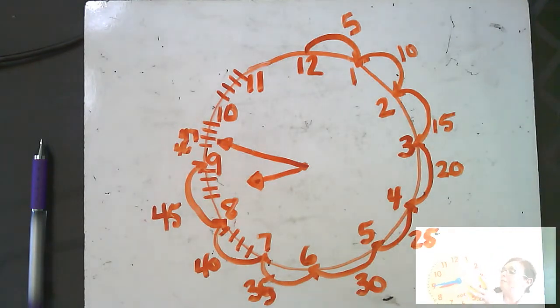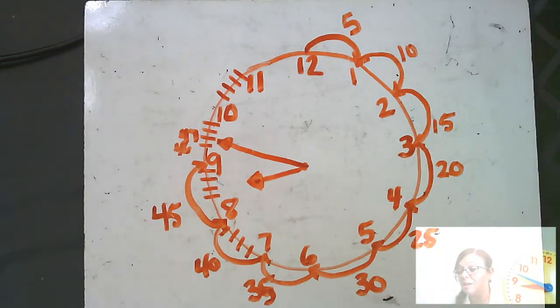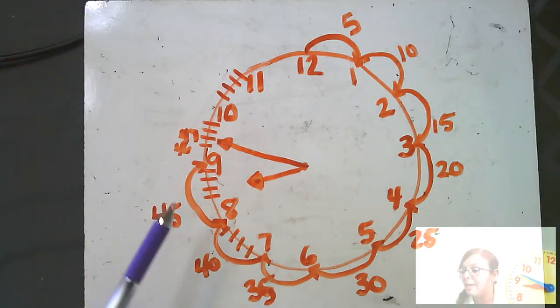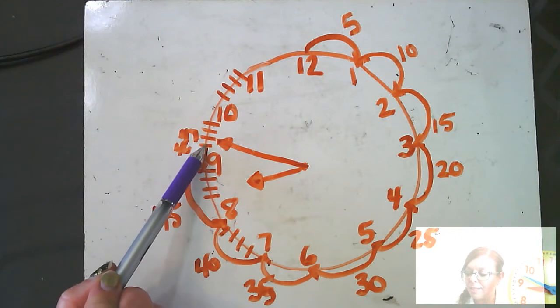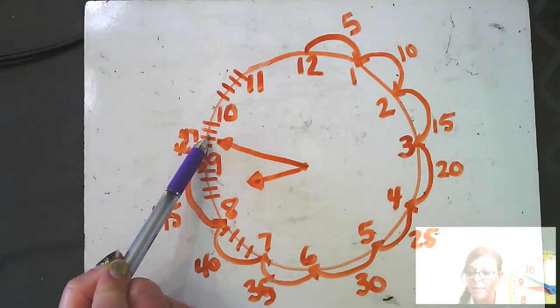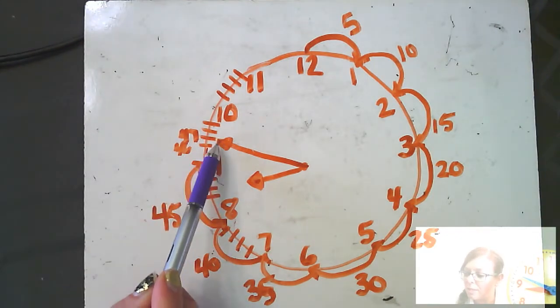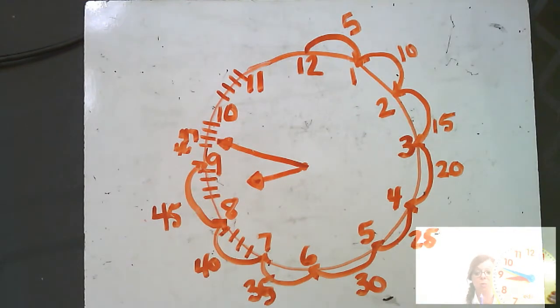So count with me. Ready? 46, 47. It goes right to the second one. And as you can see on my one that I've drawn, if you would like to draw it as well, it says 45 when it's on the 9, 46, 47. That's what my minute hand is pointing to.